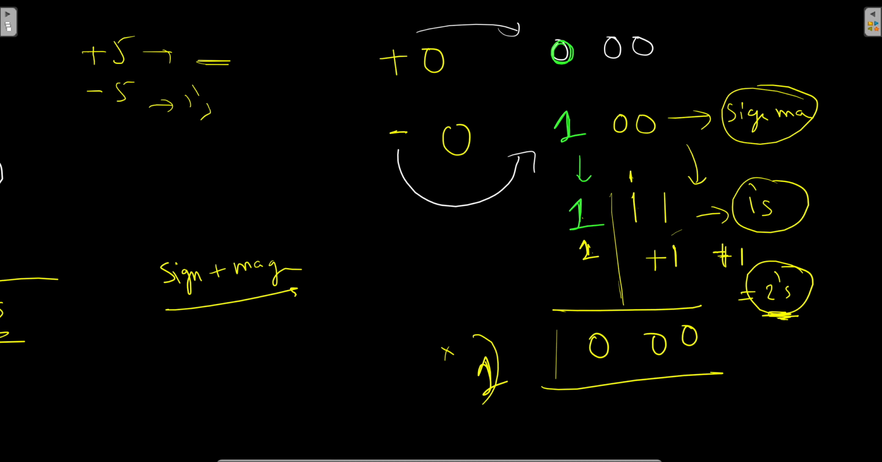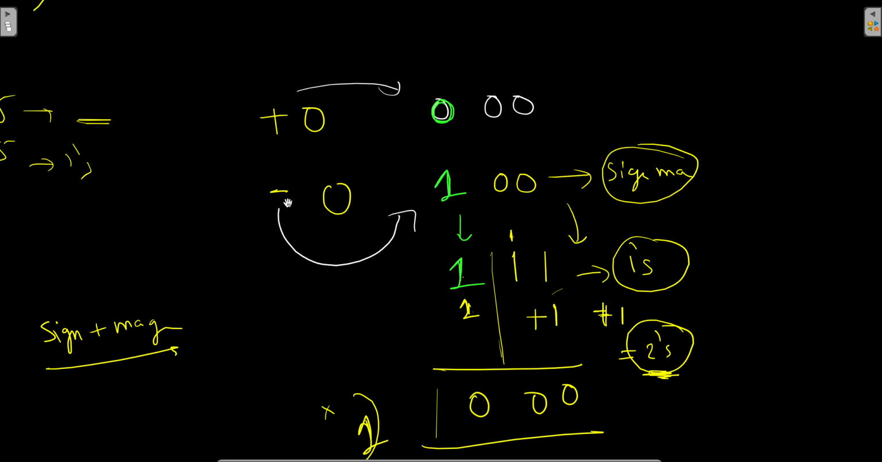Both we have to consider when we are doing 2's complement. Here when we check, for plus 0 we are getting 0 0 0. For minus 0 in 2's complement, that will also be 0 0 0. Two same values we are getting, which means for 0 a single representation is possible, that is 0 0 0. That's why we are preferring 2's complement.